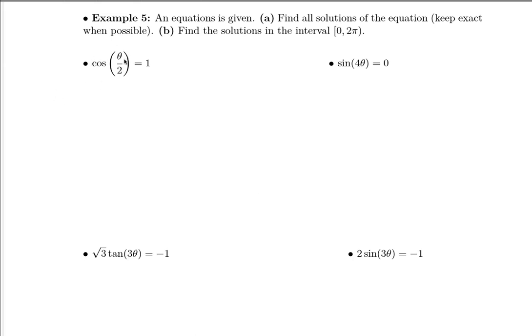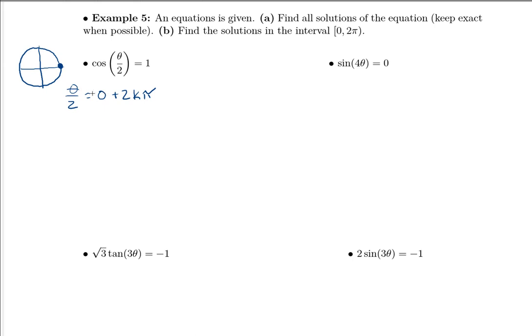So we want the cosine of theta over 2 to equal 1. All right, so we can think about on that unit circle, when is the cosine of theta equal to 1? Well, the only place that'll happen is here at theta equals 0, right? So theta over 2 would equal 0 plus 2k pi. Okay, so that's the only place on the unit circle that that will happen.